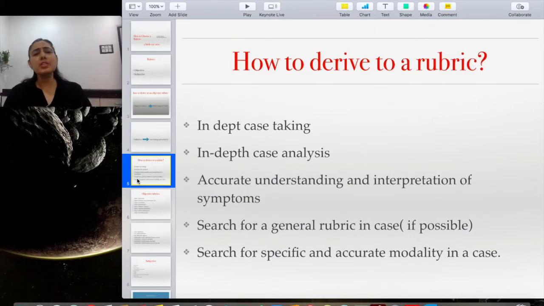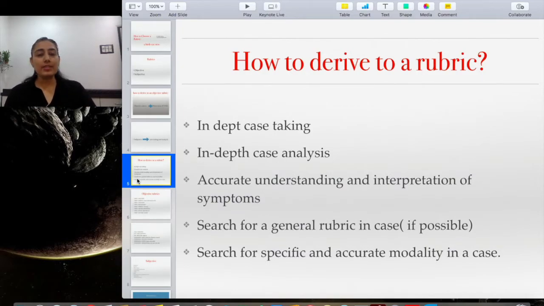In some cases, you need to follow BBCR. In some cases, you need to follow the Kentian method. In some cases, you need to follow the keynote method. In some cases, you need to follow the pathological approach. You have to change your approach case to case. Don't be stuck in one approach, because homeopathy is not a one-to-one science. Homeopathy is itself an individualized science. So we have to have an individual approach to every case.